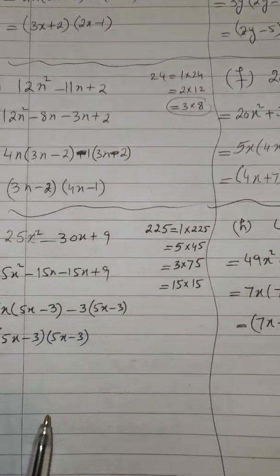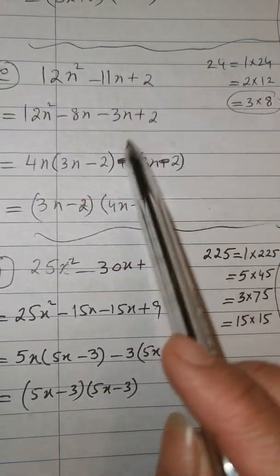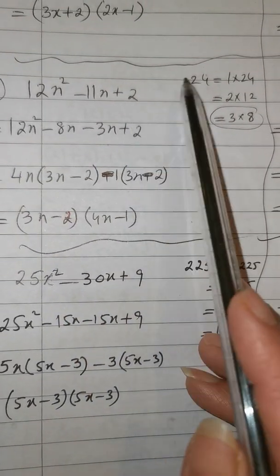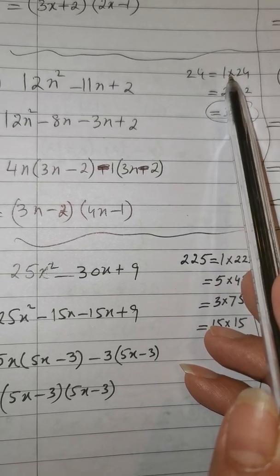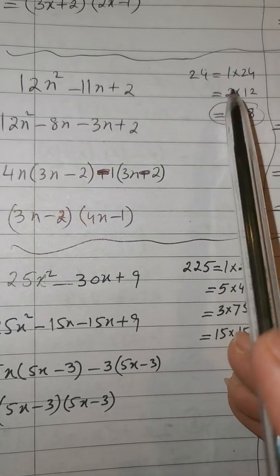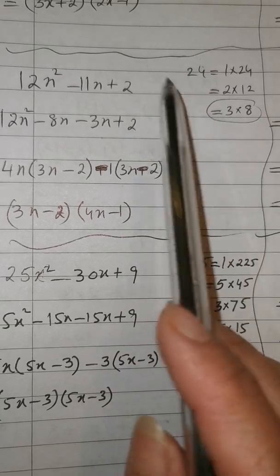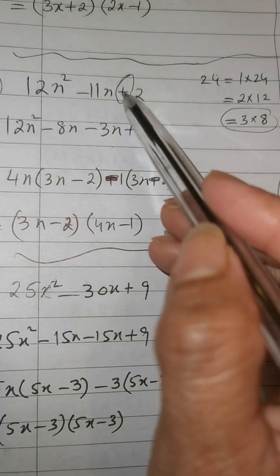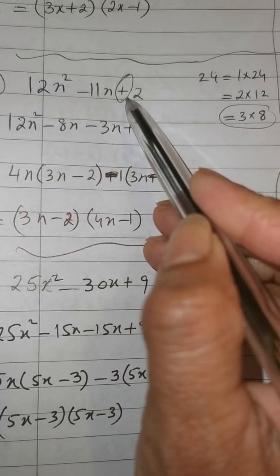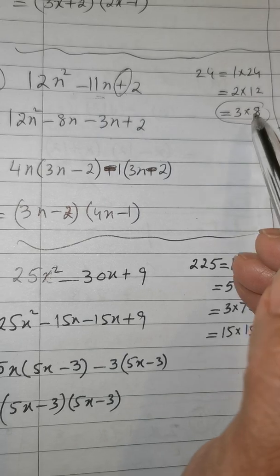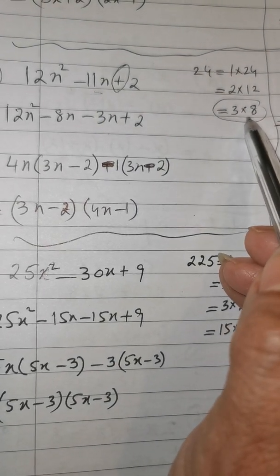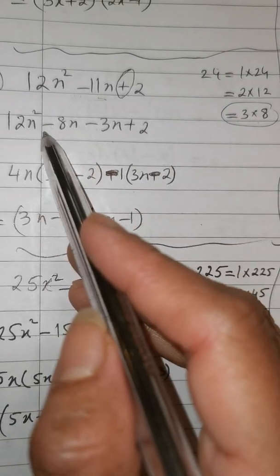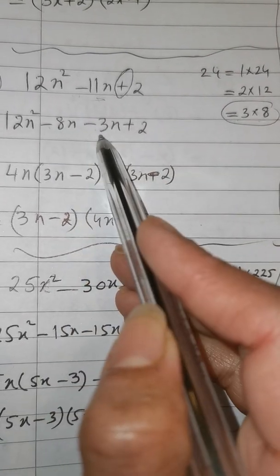So easy. Next you have 12n square minus 11n plus 2. 12 multiplied by 2 will give you 24. You will write all possible factors and choose those factors whose addition, because here the sign of plus c is plus, so I will choose those factors whose addition will give me minus 11. So 8 plus 3 will give you 11, but with a negative sign because I need minus 11, right? So I split minus 11 into minus 8 and minus 3.